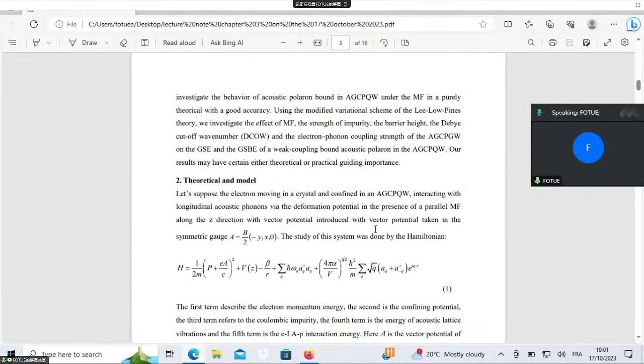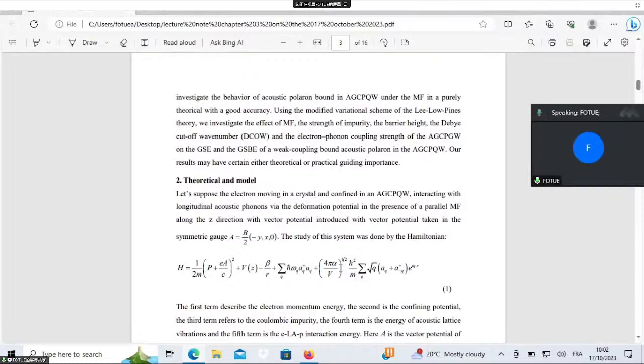And let us move to the theoretical model, to say that here we consider an electron moving in the crystal and confined in the asymmetric Gaussian confinement potential quantum well. This potential will be given by these terms, V of Z. And this electron moving in this kind of crystal and confined with this potential well will interact with the phonon. This phonon is the acoustic phonon. This interaction will happen via the deformation potential.